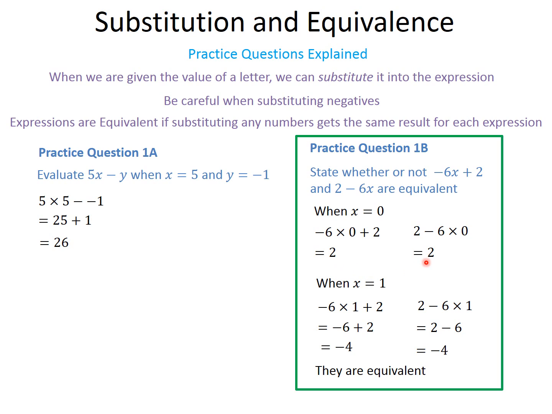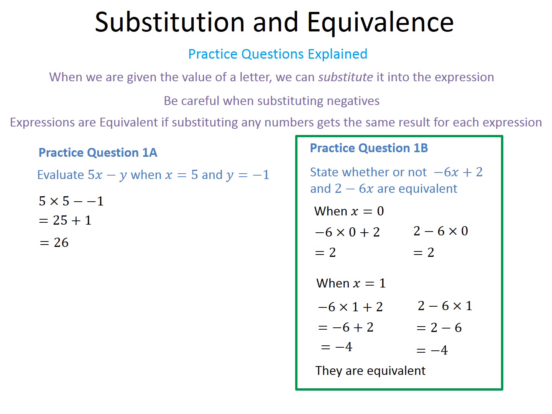I got the same answer, and so I thought, all right, well, I'm going to have to try it with another number as well then. So I picked 1 because it's a nice low whole number, and I substituted 1 in. This time I went -6 times 1 is -6, and then I could add the 2, got me to -4, and when I did it to this expression over here, the second one, I went -6 times 1 is -6, 2 take away 6 is -4. I got the same answer, which means they are equivalent.